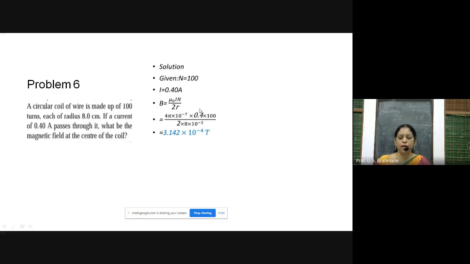So once you calculate this, you can see that 4 4s are 16, 8 2s are 16. So it is getting nearly cancelled. And what remains is this pi value. And this pi is nothing but 3.14. You can add your steps here in between. So it is 3.142 into 10 raised to minus 4 Tesla. So children, please take the screenshot of this.